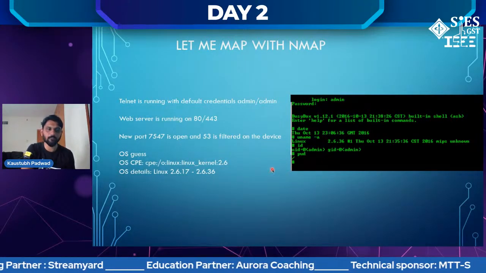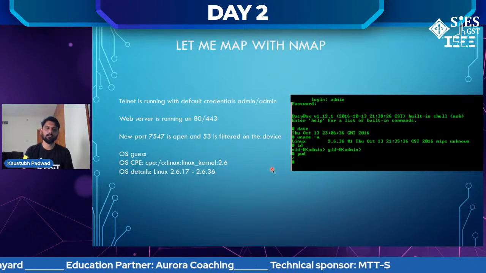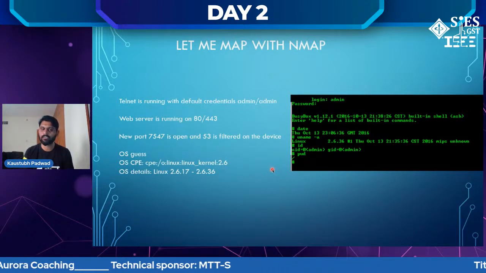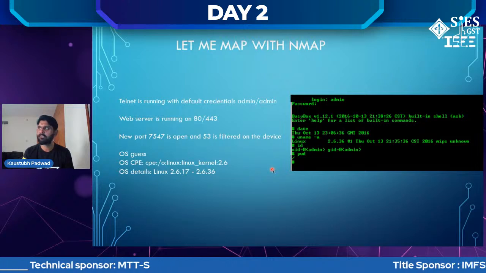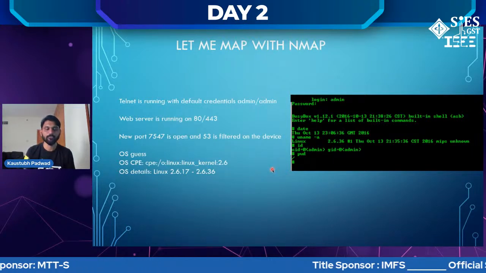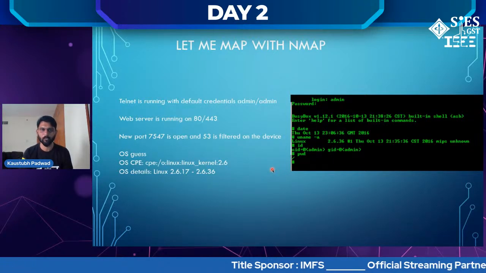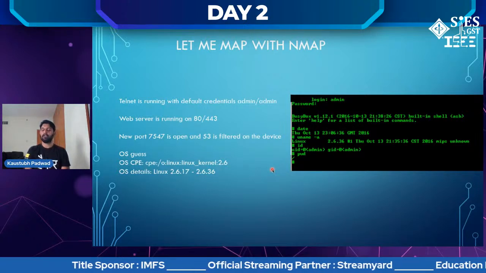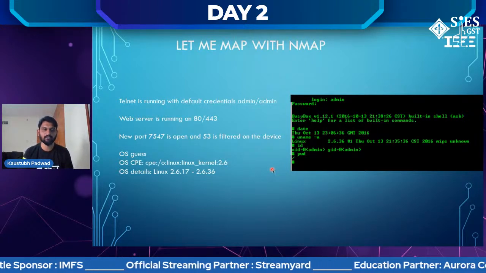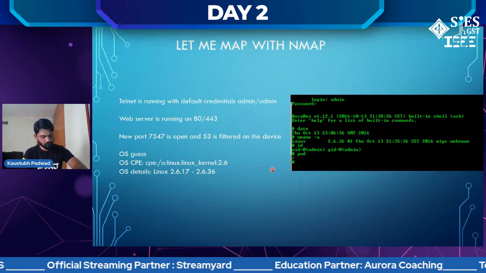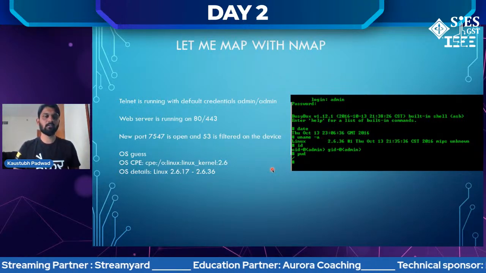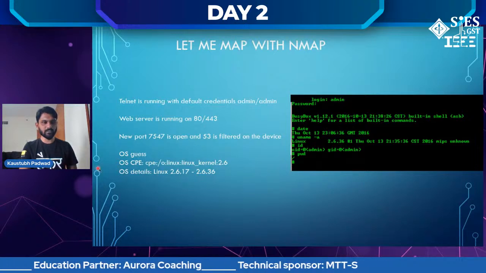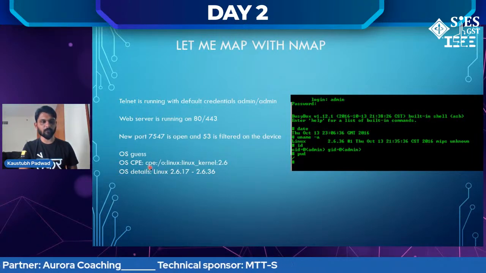So 7547 is the TR-069 protocol, also called the CWMP protocol, which is used to manage the device remotely, and 53 is used for DNS, like giving the device an IP address or DNS. And here you can see the OS guess. It says common platform enumeration.